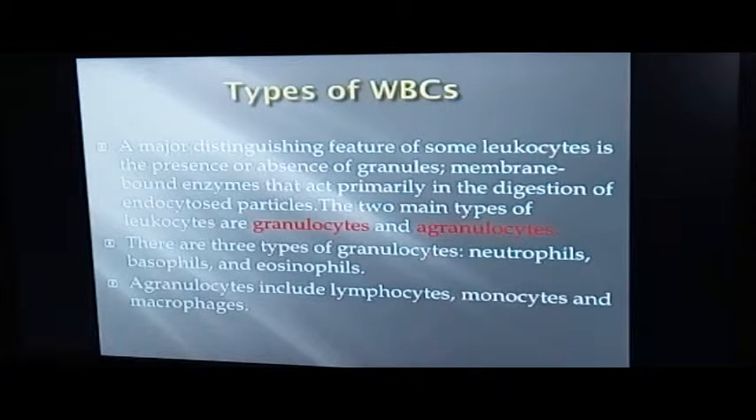So let's look at granulocytes first, the three types. Neutrophils, basophils, and eosinophils, or eosinophils. It depends how you're going to say it. Or estophils, as some people would say. Agranulocytes include things called lymphocytes, monocytes, and macrophages.